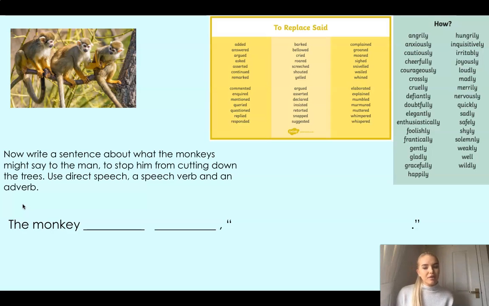So first of all, I'm thinking, well, why do monkeys need trees? Well, I know that they need to swing from branch to branch to hide from their predators, or maybe to try and find their prey.